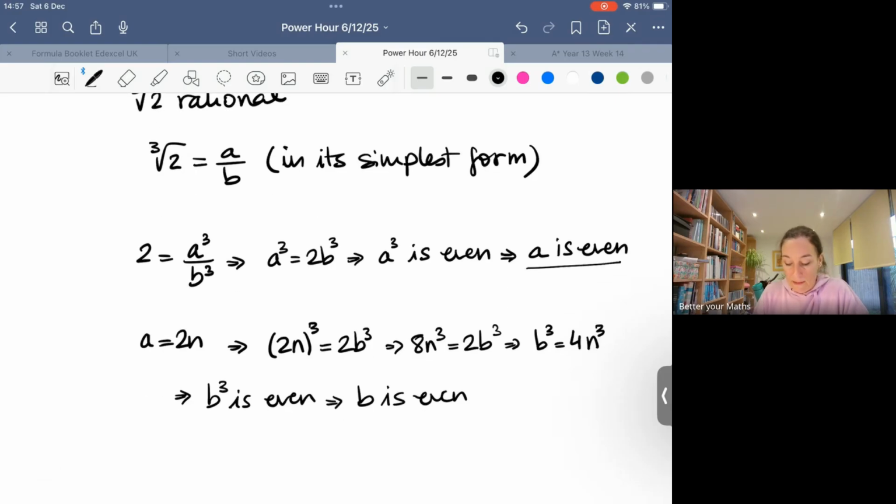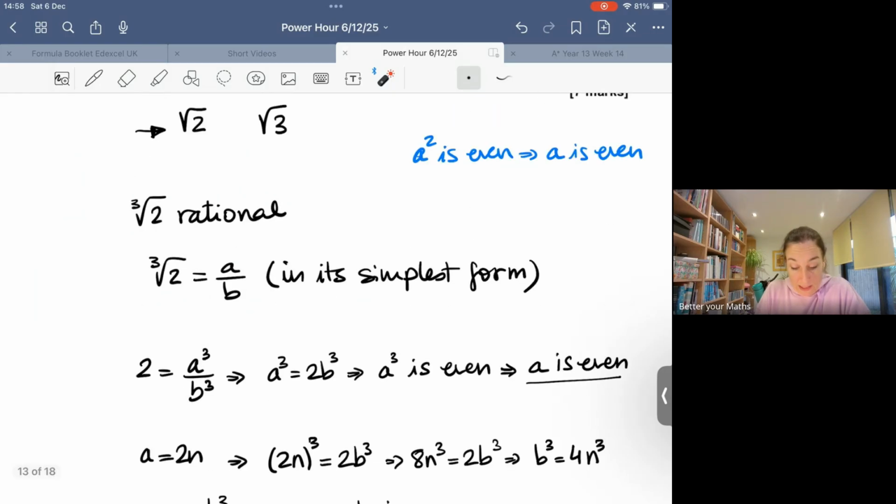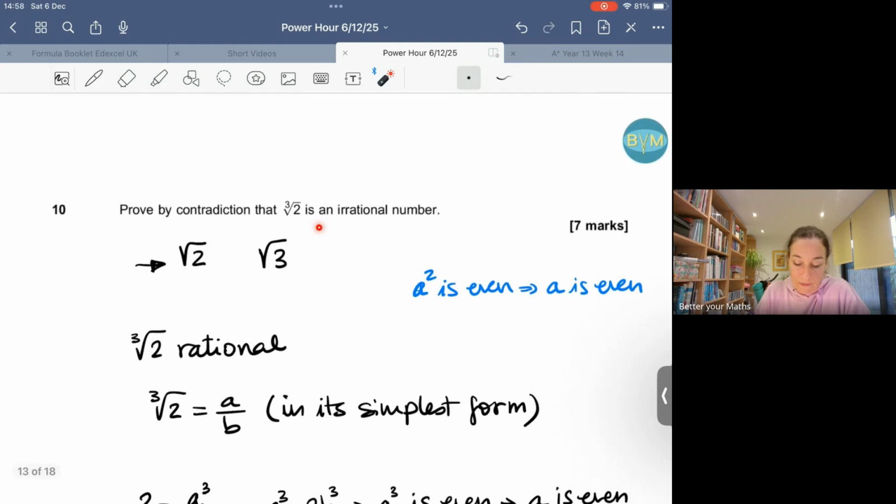If a is even and b is even, this fraction is not in the simplest form, because we could divide both of them by 2. This is a contradiction, because if a and b are even, this fraction is not in the simplest form, which means the cube root of 2 is not rational and therefore is irrational.